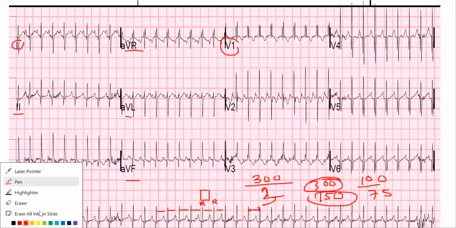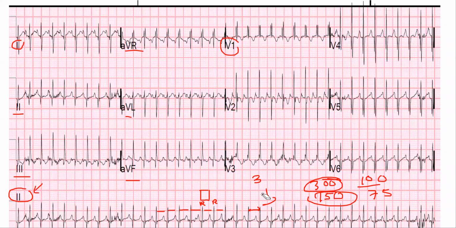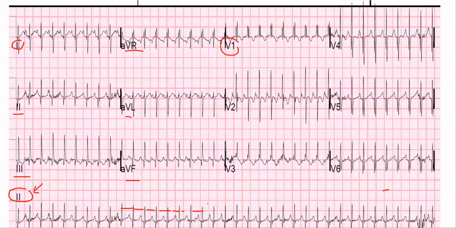So what is regular rhythm? Regular rhythm means that all the RR intervals have the same space between each other, which means if you look over here, every RR interval is equally spaced. So when it is like that, the rhythm is regular. Regular rhythm with tachycardia and loss of P wave.